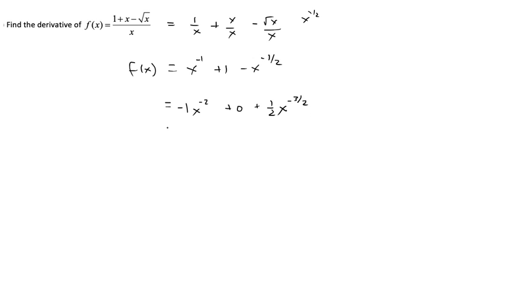So for all intents and purposes, we could leave this as a final answer. However, we never leave negative exponents in our final answer. So let's go ahead and rewrite this. We got negative 1 over x squared, and then plus 1 over 2x to the positive 3/2 power. And this would be our first derivative.